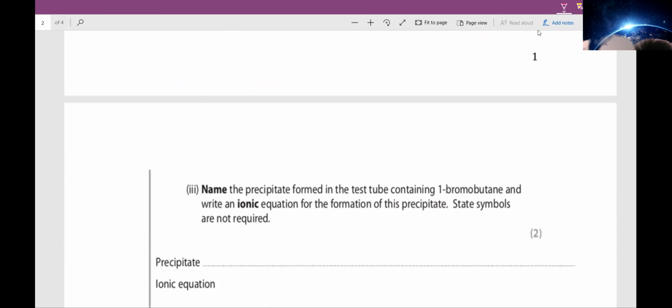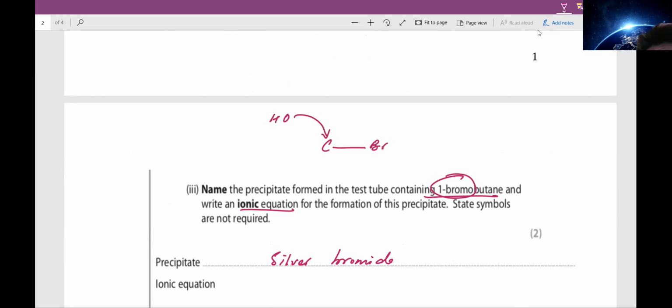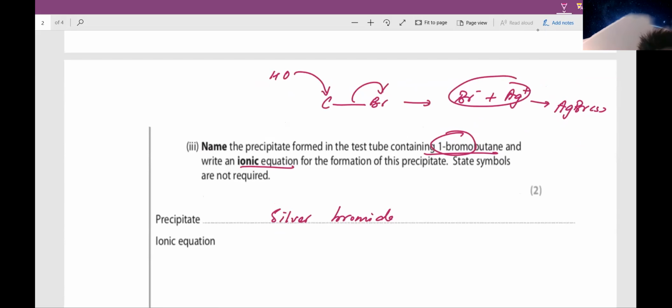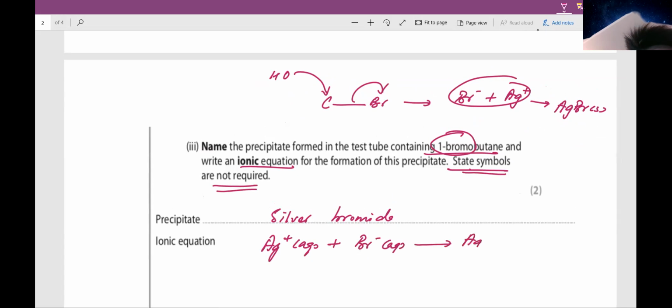Okay, name the precipitate. I told you. Can you see the precipitate in the equation? If you use 1-bromobutane, of course you will get silver bromide, right? Because right now you have this one, and then the OH is substituting this, and this bond is broken. So the Br minus will combine with Ag plus to form AgBr, okay? So the precipitate, the reaction is easy, Ag plus aqueous is not required, or you can choose not to write it, but I want to write it. Okay, I want to show you.